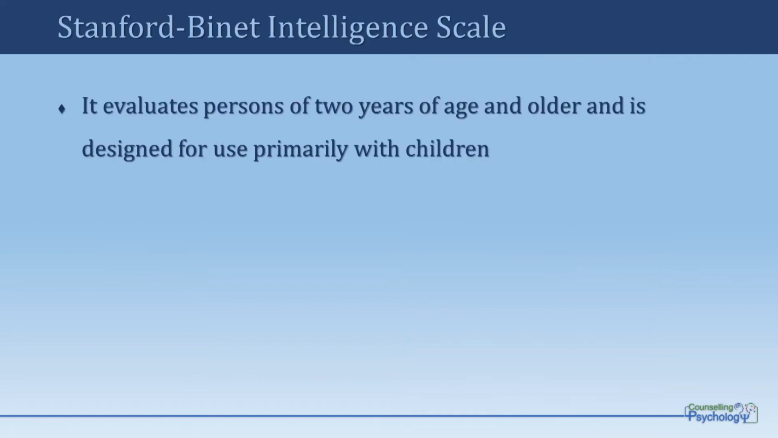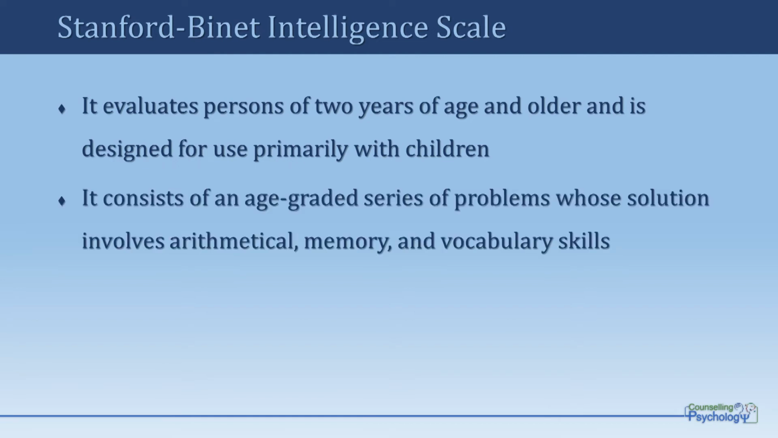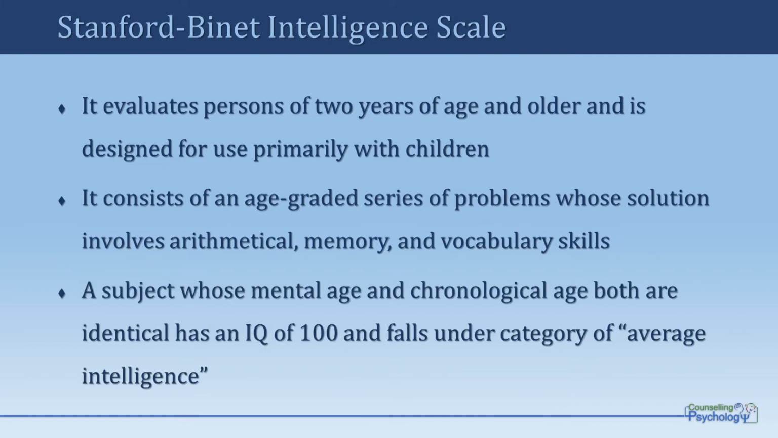It evaluates persons of 2 years of age and older and is designed for use primarily with children. It consists of an age-graded series of problems whose solution involves arithmetical, memory and vocabulary skills. Thus, a subject whose mental age and chronological age are identical has an IQ of 100 and falls under the category of average intelligence.